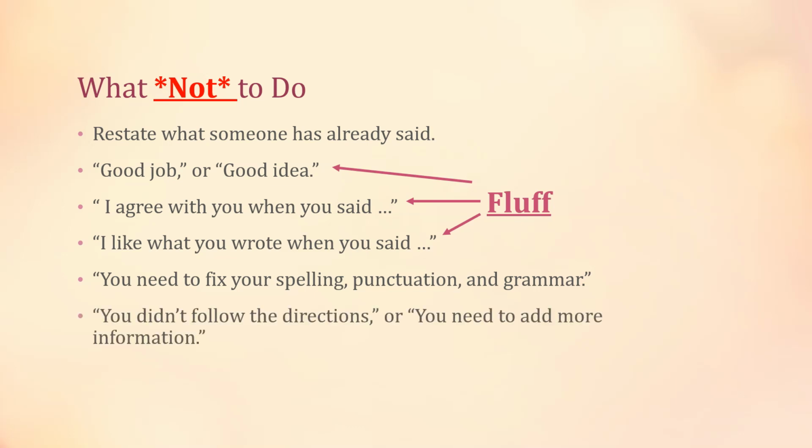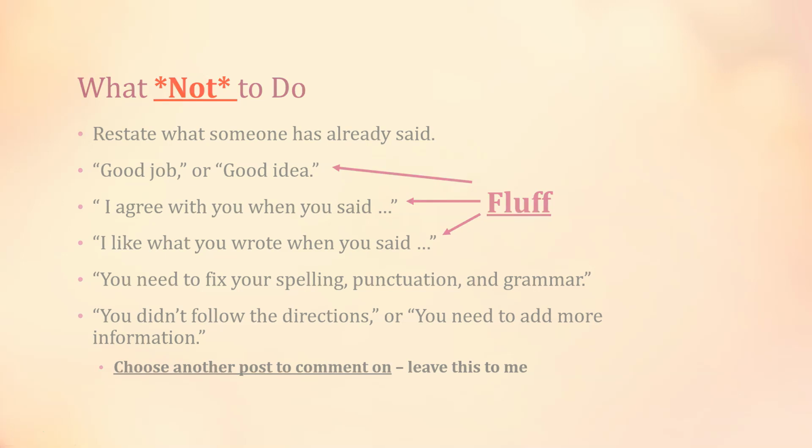Sometimes there are students who make an original post and they didn't follow directions, or they need to add a lot more information to their post in order to follow all of the directions. It may be tempting to just tell them this, but that also means that you are not participating in a productive science conversation. Instead of telling them that they didn't do what they needed to do, just choose another post to comment on. Let me handle the students who don't follow directions. Instead, find a student who did follow directions so that you can contribute to a productive science conversation.